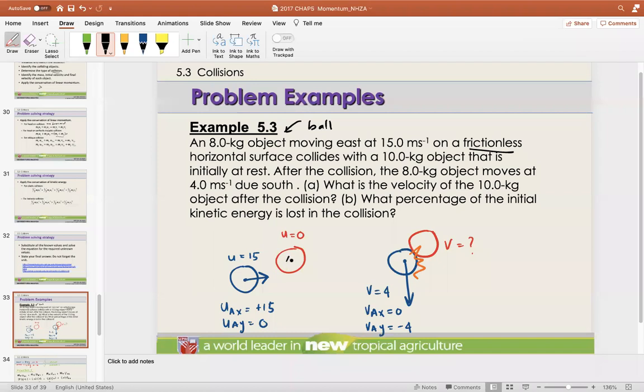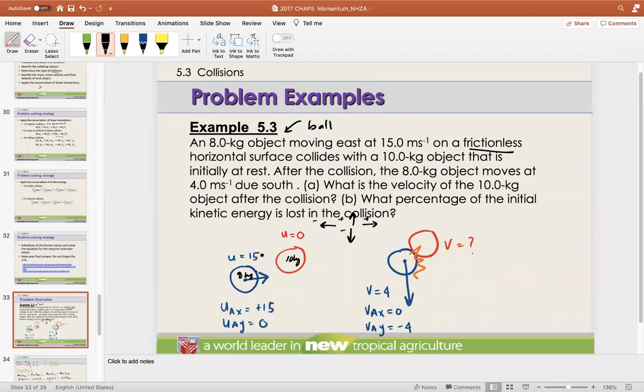The one in red is 10 kg. This one is 8 kg. And after collision, the 8 kilogram object moves at 4 meters per second due south, so it moves down here. V equals 4. If I resolve it, VAX equals 0 because I don't have any horizontal velocity. VAY is minus 4, assuming going down is negative, going up is positive, going to the right is positive, going to the left is negative. I'm using the conventional signs. South is going down, so VAY equals minus 4, and VAX is 0. That is our condition.